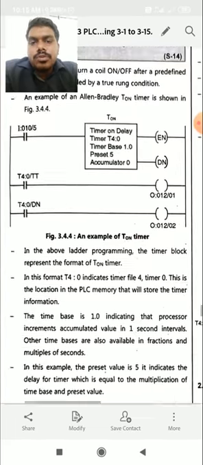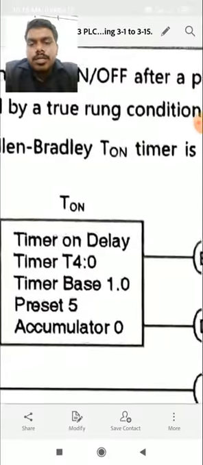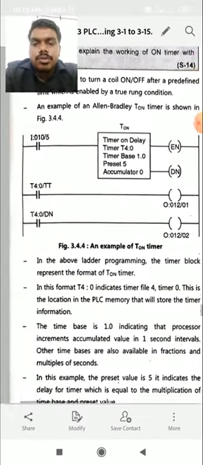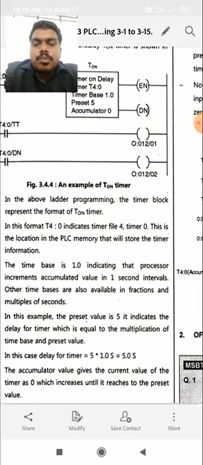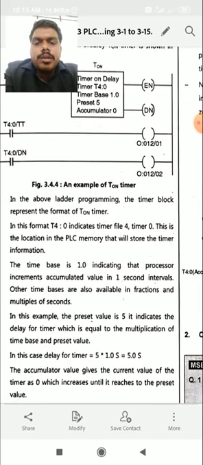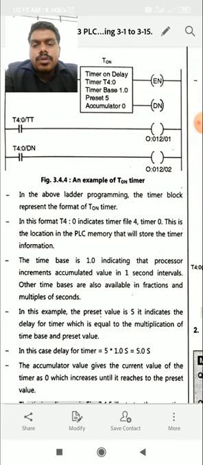The time base shown in the T-on is 1.0, right? Time base 1.0 indicates that the processor increments the accumulated value at 1 second intervals. After each 1 second interval, the timer will increase by 1. Other time bases are also available in fractions and multiples of a second.